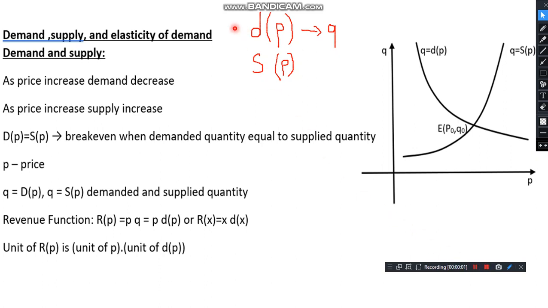Hi students, our study today is about demand, supply and elasticity of demand. We say demanded quantity according to price P. So the unit of demand is always quantity, and the variable here is the price. If you take the XY axis where X is the price and Q is the demand, then as the price increases in the market, the demand will decrease.